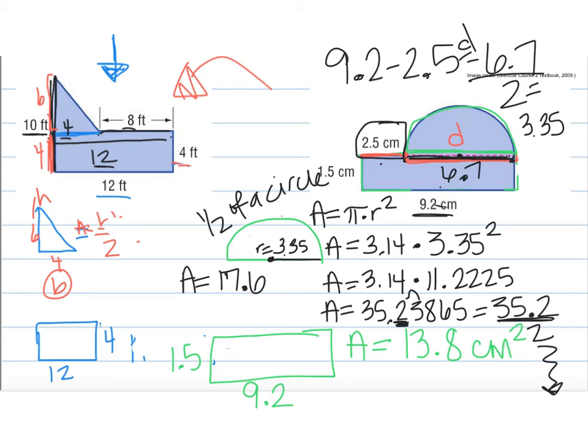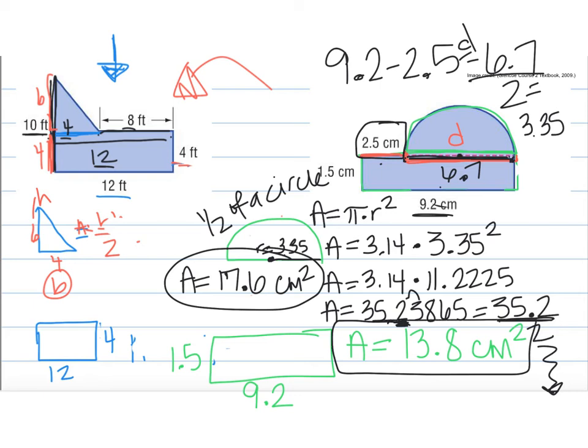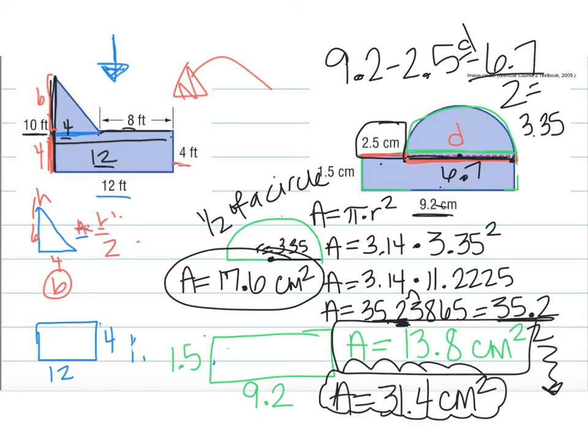So the area of the half circle is 17.6 centimeters squared. And then here's the area of my rectangle. So then remember, we just need to add them together. So 17.6 plus 13.8 is 31.4 centimeters squared. Woo, that's a lot of work. So fun. Isn't it fun? I love it. All right, on to our next page.